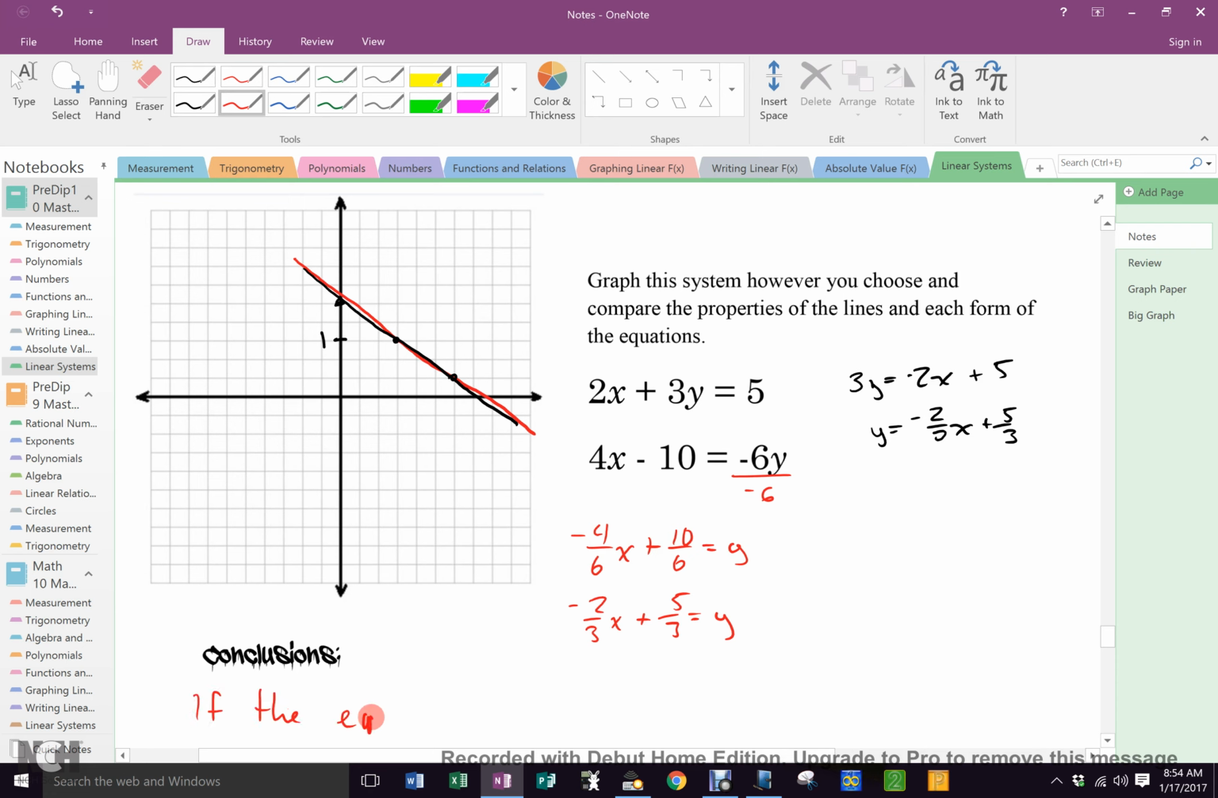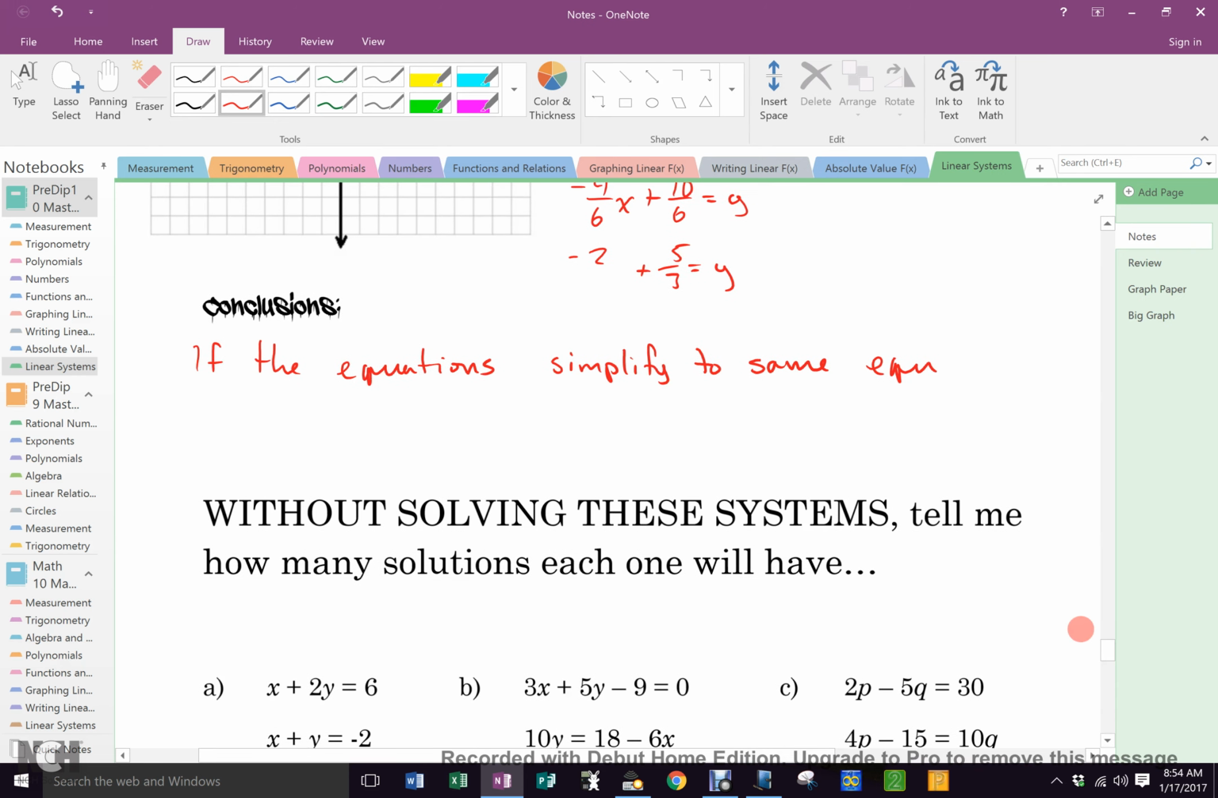If the equations simplify to the same equation, I have infinite solutions. And I'm done for the day. Infinite solutions with an M.